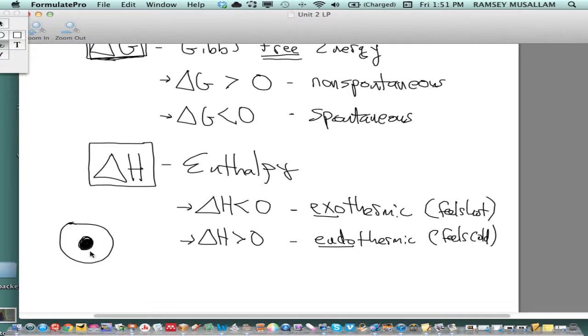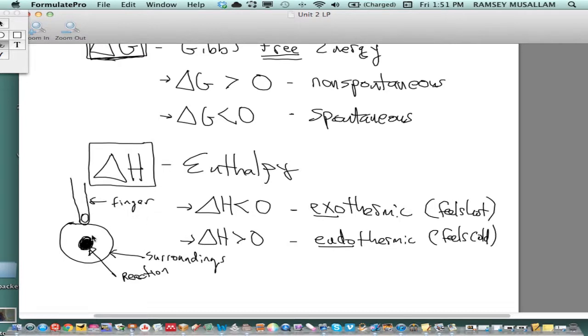Okay. This is the reaction. This is the surroundings. This is your finger. Okay? So what are you guys allowed to touch? The surroundings. You're not allowed, you don't get to touch the system.